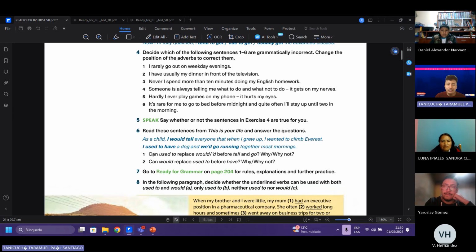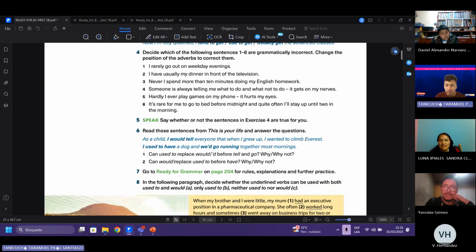Okay. Look at this, guys. Can used to replace would before the verbs tell and go? Yes or no? Here is would in this contraction. Could it be replaced by used to? Is it possible? Yes, because I used to have a dog and we used to go running. Yes, running. That is perfect.